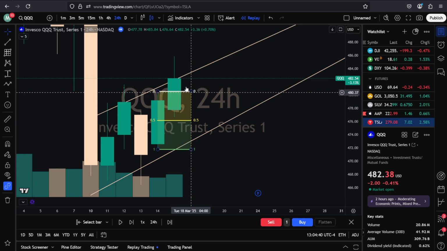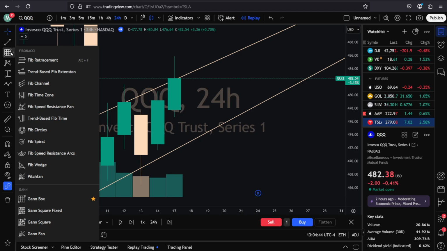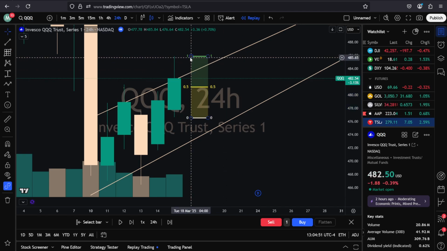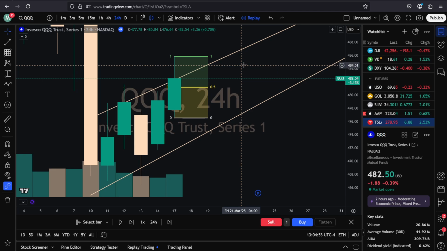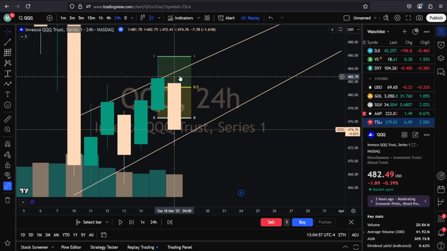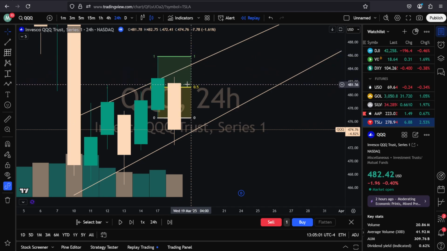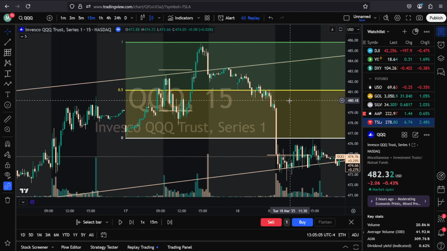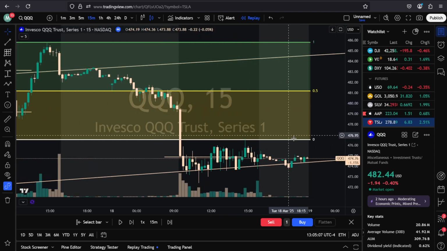What did price action do for the day? Pretty solid move to the upside. Go in for this day, draw it again. Wick low to wick high. Following price action, we opened over. Couldn't quite get up to that full retracement. Now we go down to the 15-minute time frame. Okay, let's see what happened.